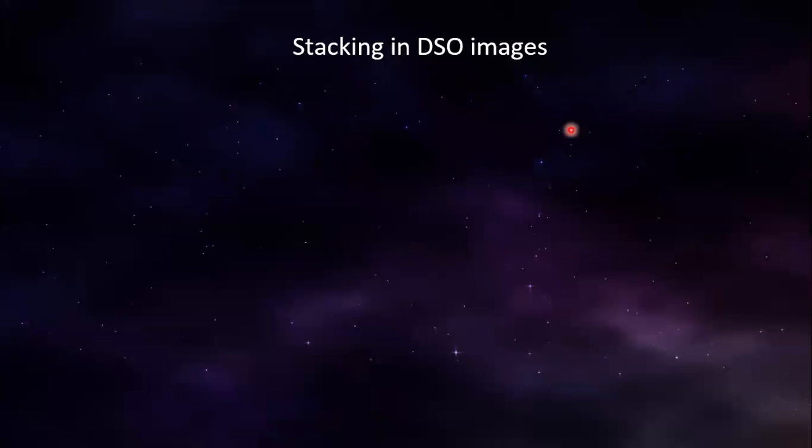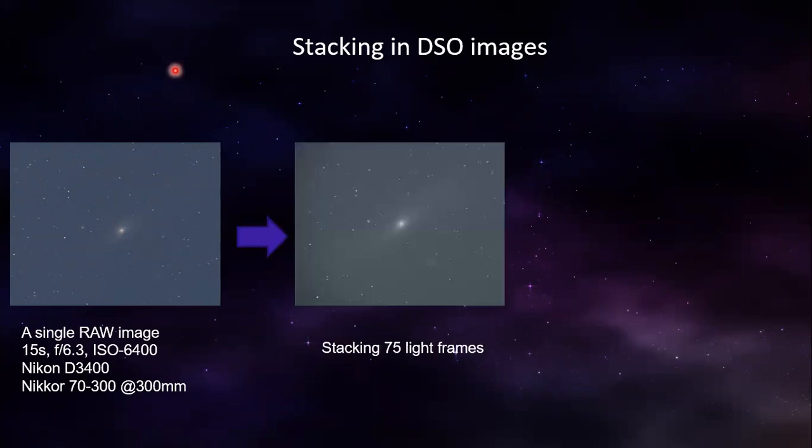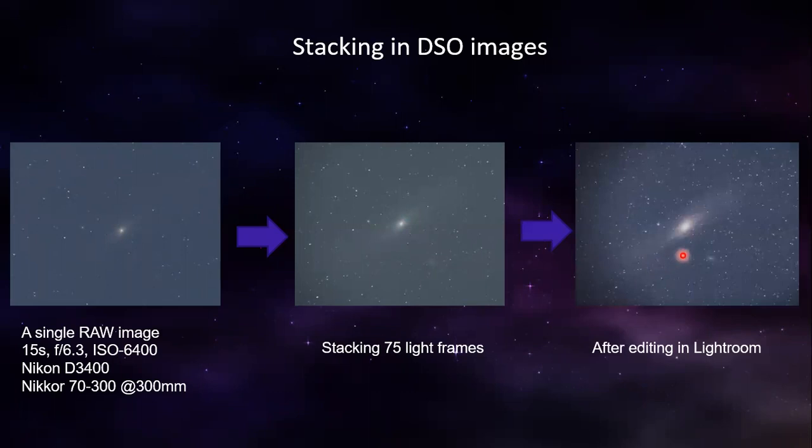Now, stacking in deep sky object images is mandatory, kind of. So I can give an example of an image which I took last year. The first image is a single raw image which I took of the Andromeda galaxy. In this image, you can't really make out anything other than a fuzzy object in the center. After stacking 75 light frames, you can see that some details have started to emerge. And after editing it in Lightroom, you can see that it is much better.